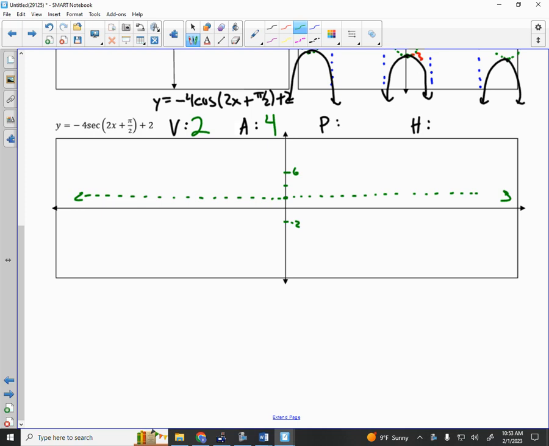Okay, the period, pi, because you take 2 pi divided by 2 to get pi. I'm going to mark off pi right here. Pi over 2, pi over 4, 3 pi over 4. I always do. You do you. It's America.